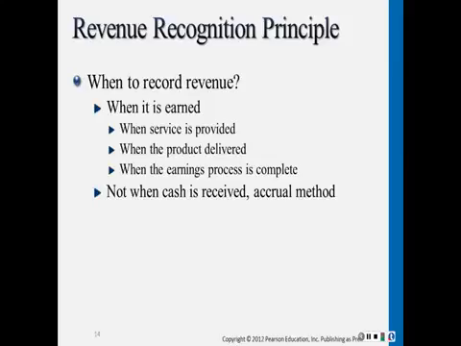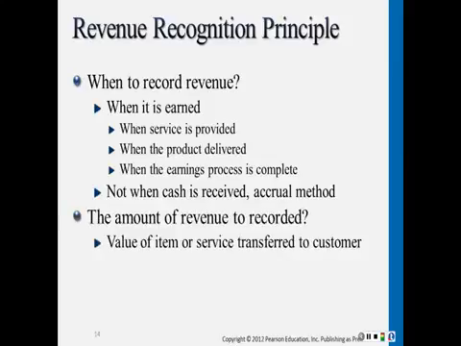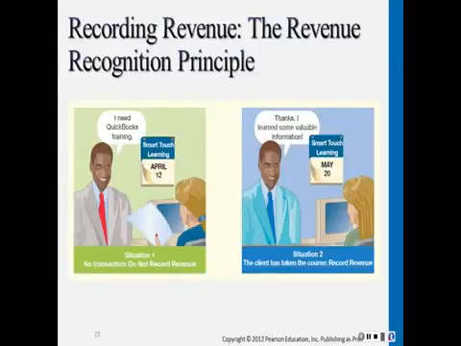The company has done everything required by the sale agreement, that is, the earnings process is complete. The amount of revenue to record is the actual value of the item or service transferred to the customer. This exhibit shows two situations that provide guidance on when to record revenue for Smart Touch Learning. The first situation illustrates when not to record revenue because the client merely states his plan. Situation 2 illustrates when revenue should be recorded after the e-learning agency has performed a service for the client.